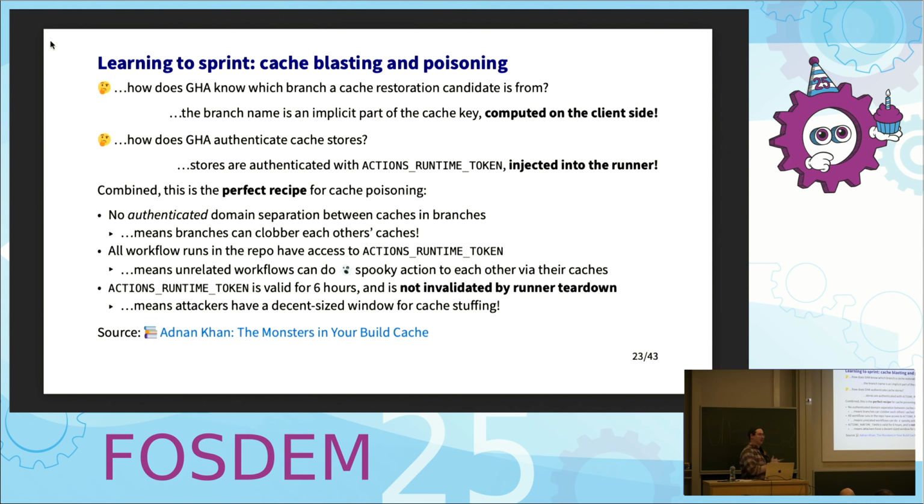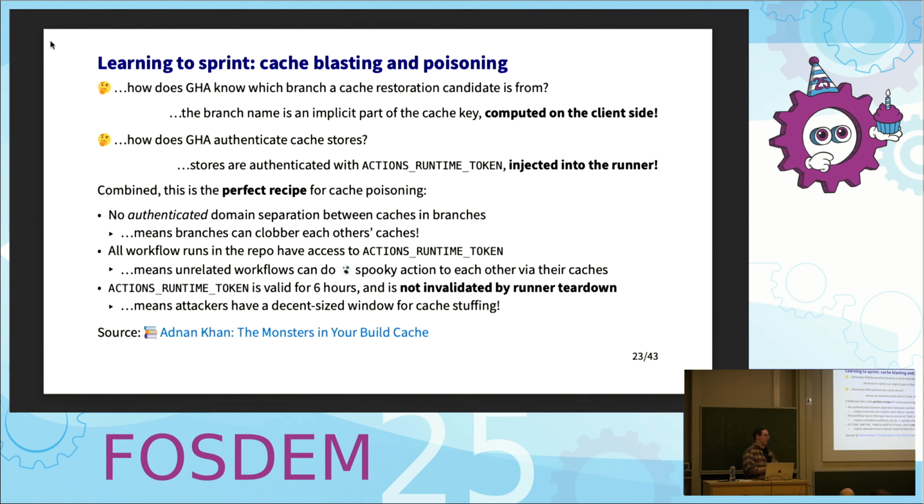We have the credential we need to inject cache entries, and we have a client-side controlled cache prefix, which we can tell the Actions cache service to cache with. There's no authenticated domain separation, in other words, between branches, which is hard to do because you would then need a way to do delegated authority between branches, meaning that branches can collaborate with each other's caches.